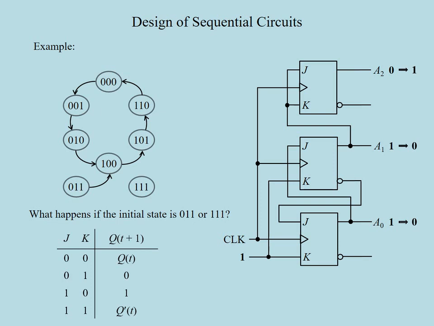Similar analysis can be done also for an initial state of 1, 1, 1. By checking the flip-flop inputs, we can see that the counter will switch to 0, 0, 0 after this state. This assures us that if the counter starts at 0, 1, 1 or 1, 1, 1 accidentally, it will resume its correct count sequence after the next clock pulse.